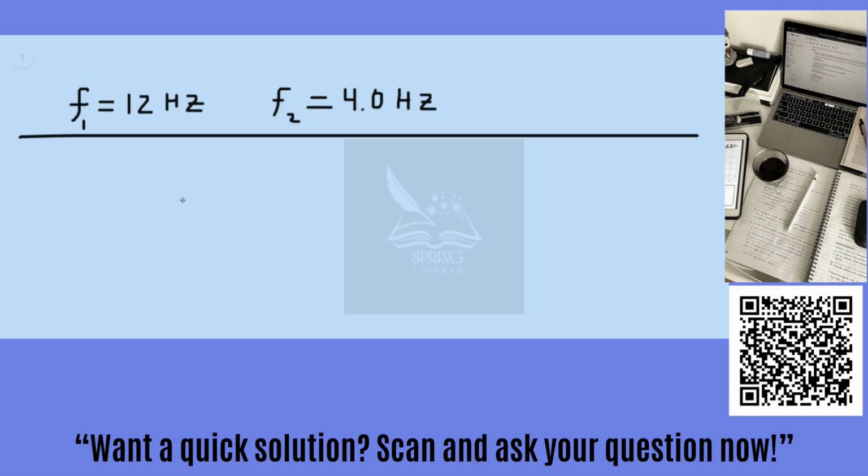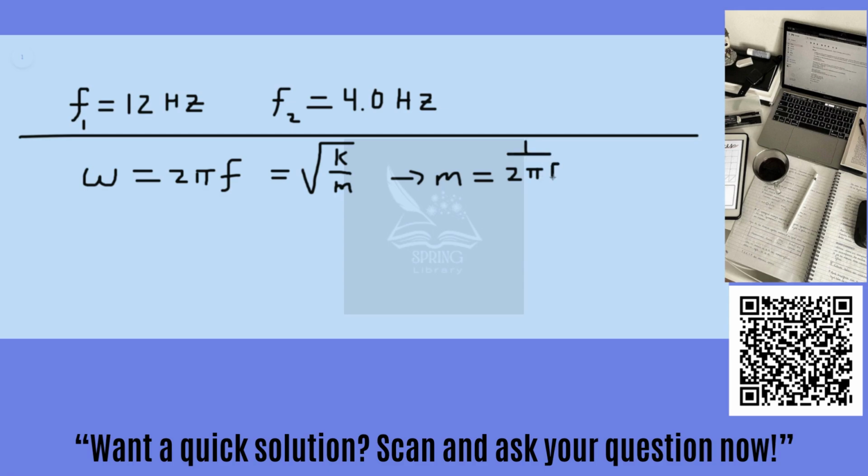Okay, to do this, we're going to consider the fact that the angular frequency omega is equal to 2 times pi times the frequency f, but the angular frequency omega is equal to the square root of k over m. So since k is the same, we're using the same spring in both cases, and we know f, we should be able to find the relationship through the ratios using this relationship. So in general, we find that m is equal to 1 over 2 pi f squared times k.